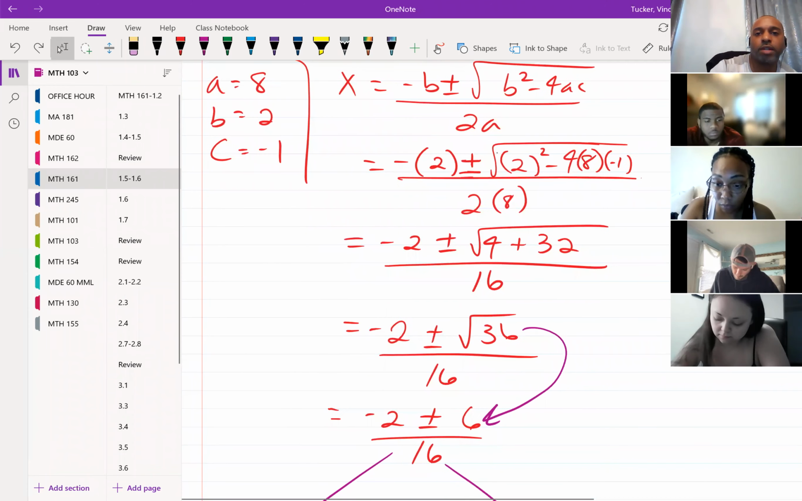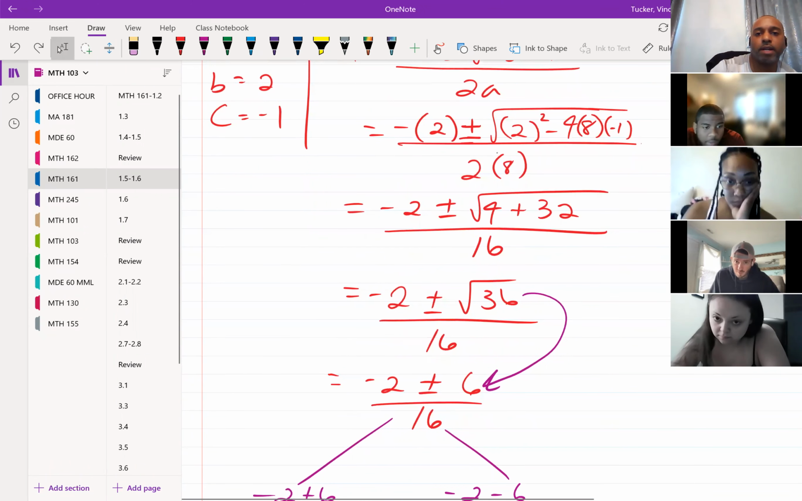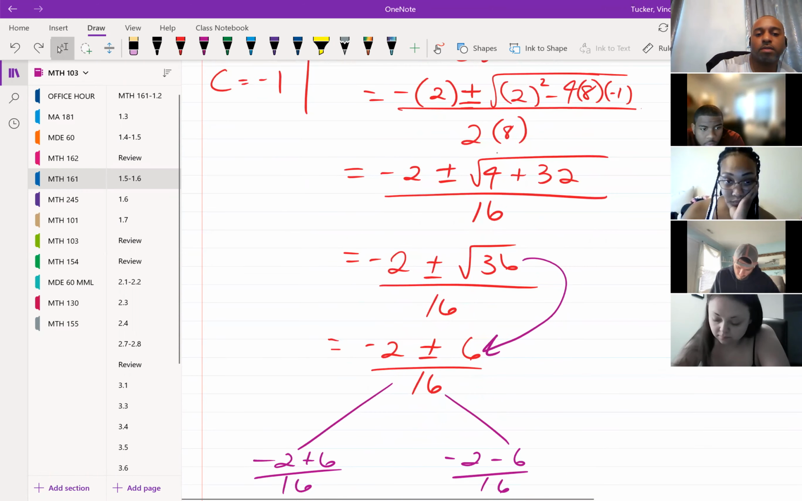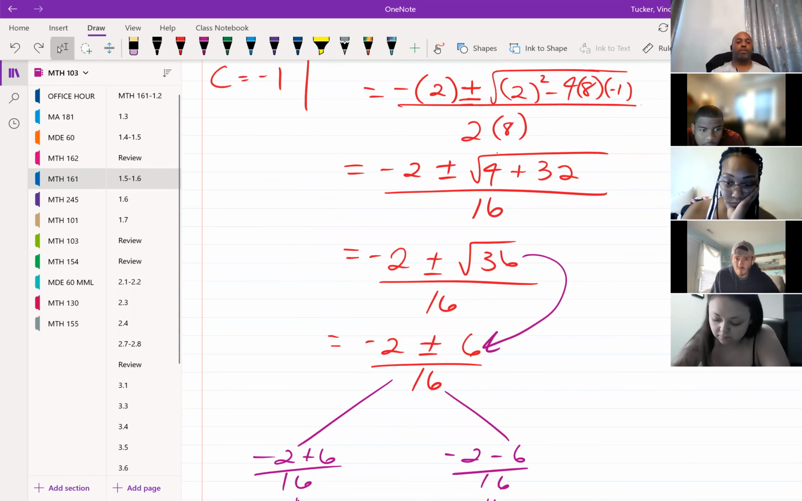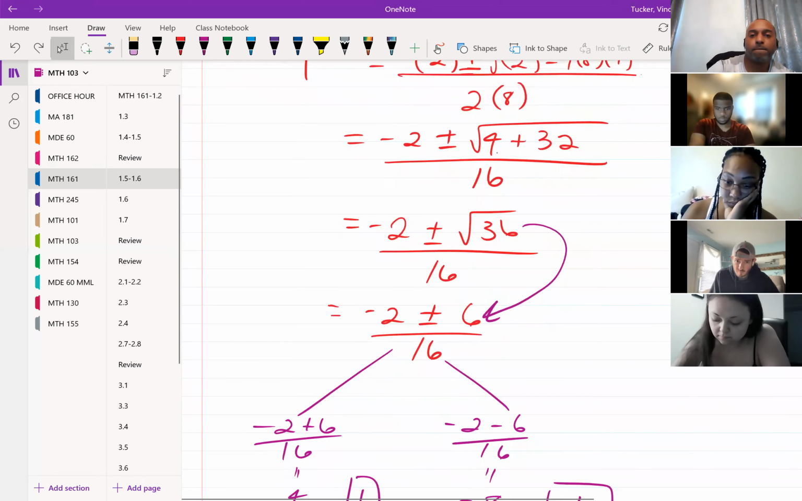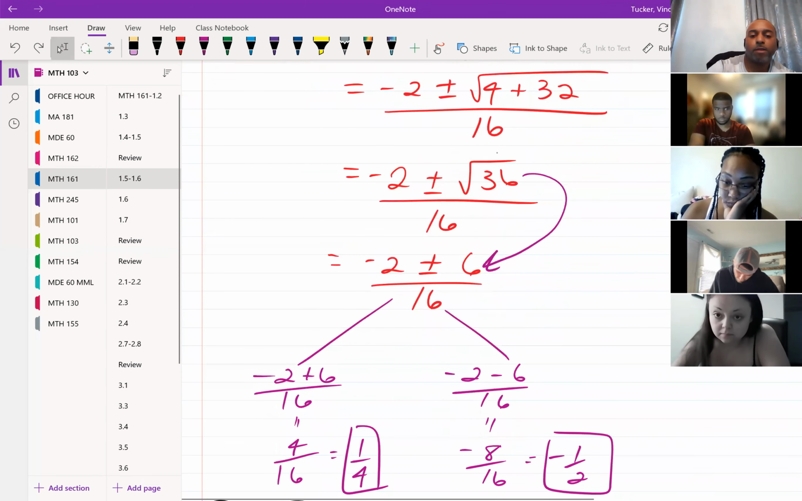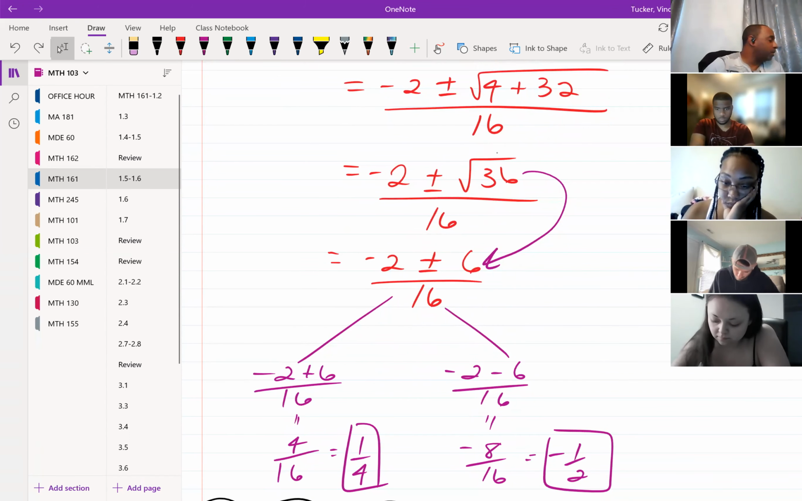Anybody? I'm okay with scrolling up. Let me know if I'm not. So that'll be negative 2 plus 6 over 16, negative 2 minus 6 over 16. And that gives us 4 over 16, which reduces to 1/4. Negative 8 over 16, which reduces to negative 1 over 2.